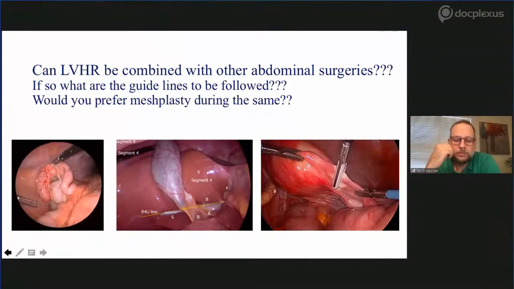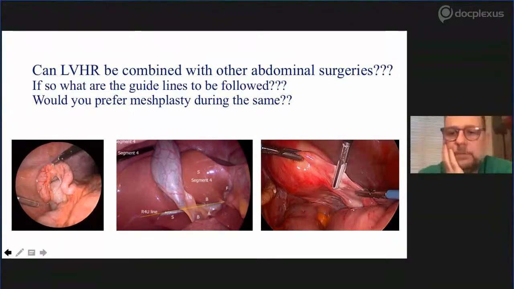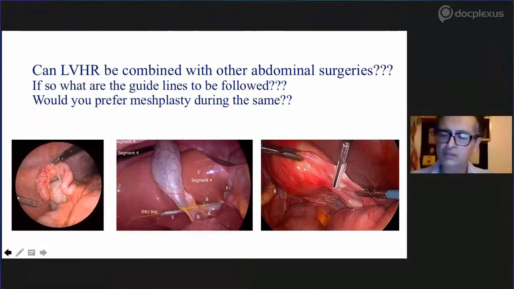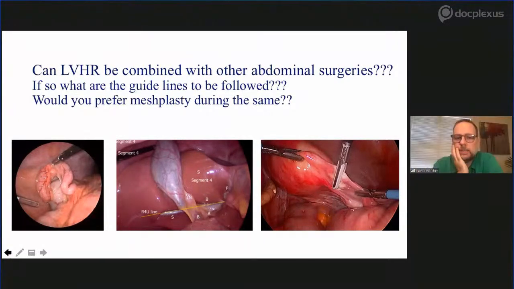We all know that it's fine to put mesh in clean-contaminated cases. I will avoid IPOM meshes in those cases, because IPOM meshes don't behave as well as an uncoated mesh. But my answer is, if I can avoid doing both procedures together, I would. But it's probably okay to do it together. Any other opinions, sir?